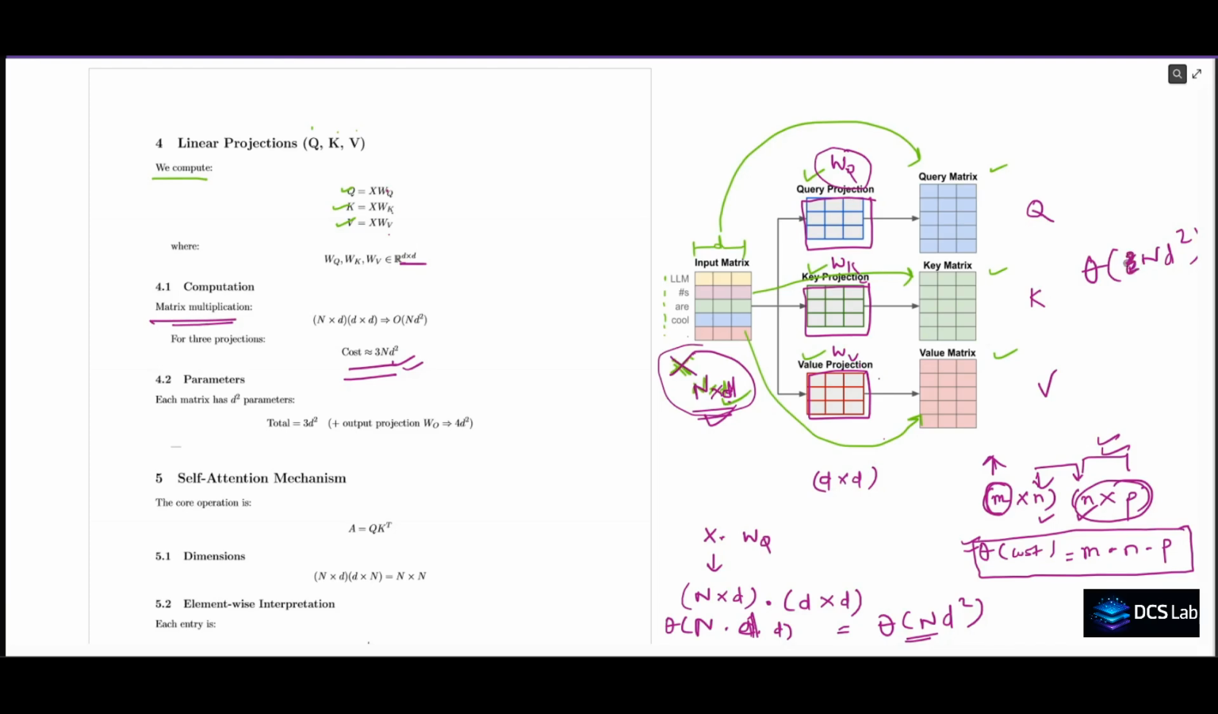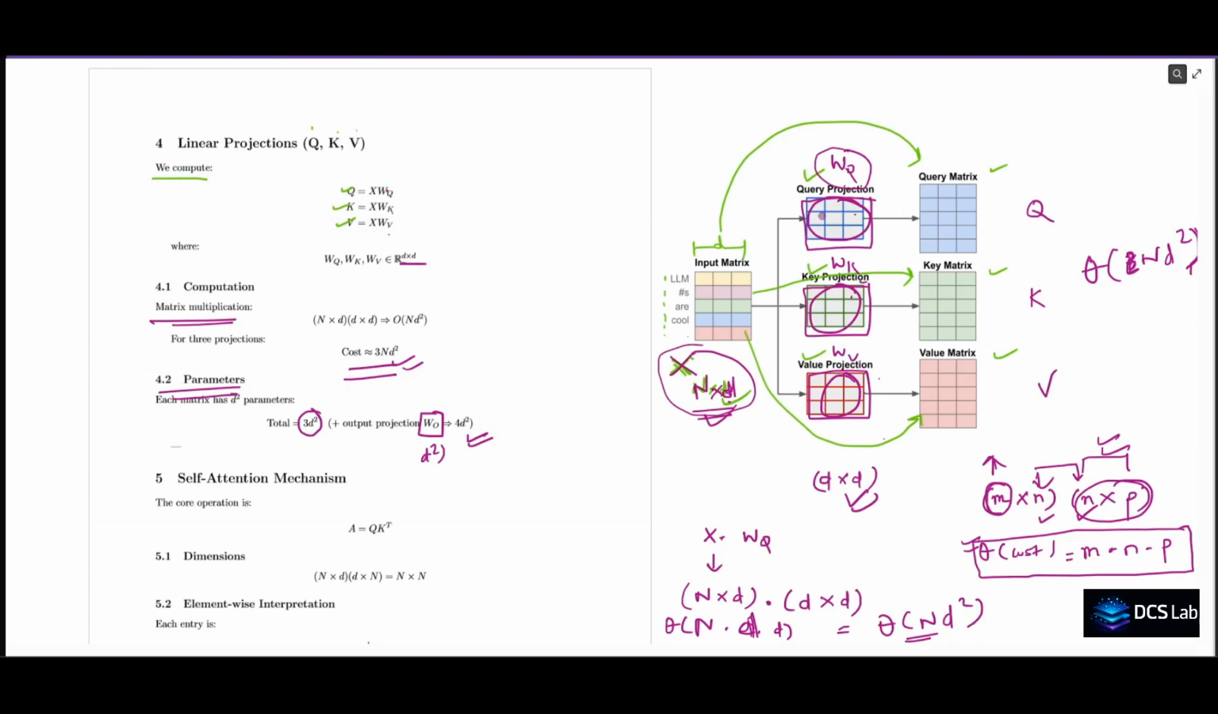This is the constant we can skip, right? Now, what is the number of parameters involved? Each one of these has d cross d dimensions, and as I mentioned, they are weight matrices, and weight matrices are trainable. So total dimension is d square plus d square plus d square, which is 3d square, and we have an output matrix as well of the same dimensions, so d square itself. So d square plus 3d square equals 4d square is the number of parameters involved in this process.